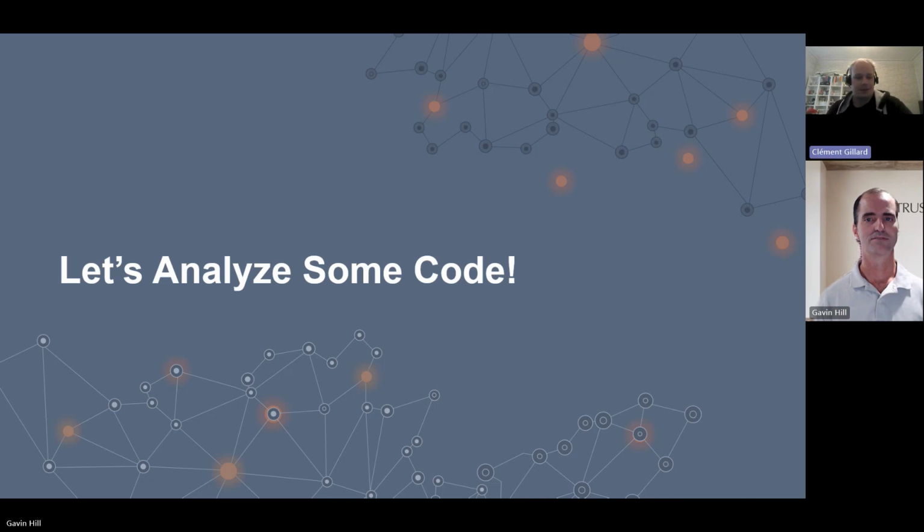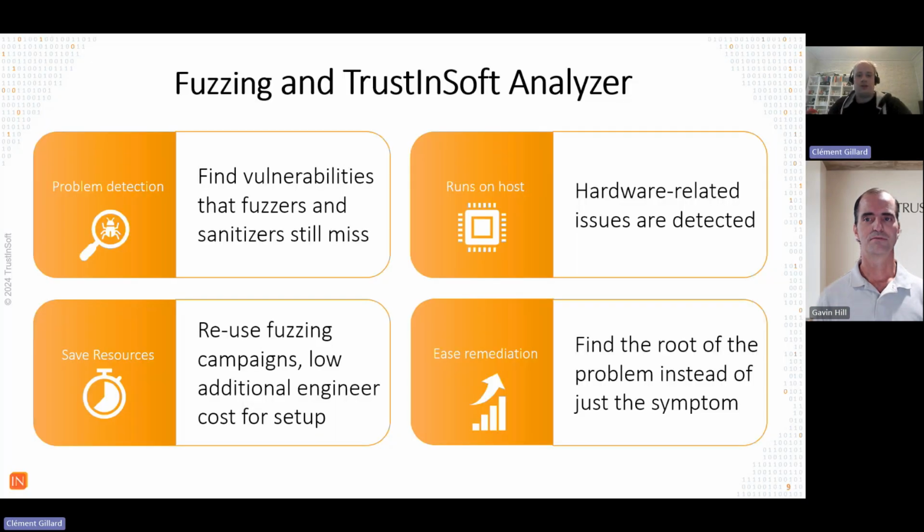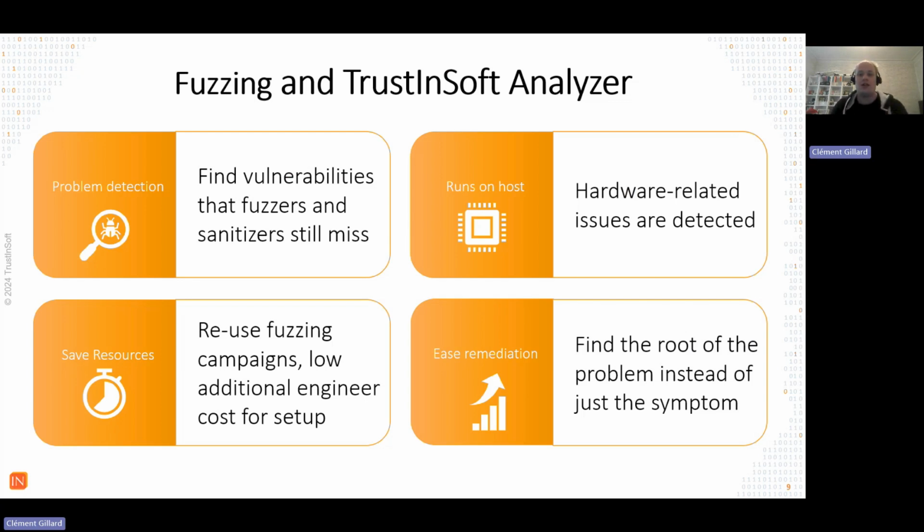Thank you, Gavin. So the goal for this session is to show how we can integrate fuzzing, which is a well-known and used way to look at some code and maybe find issues, typically about security, some exploits in it, and how we can combine the power of fuzzing with the powers of TrustInSoft Analyzer.